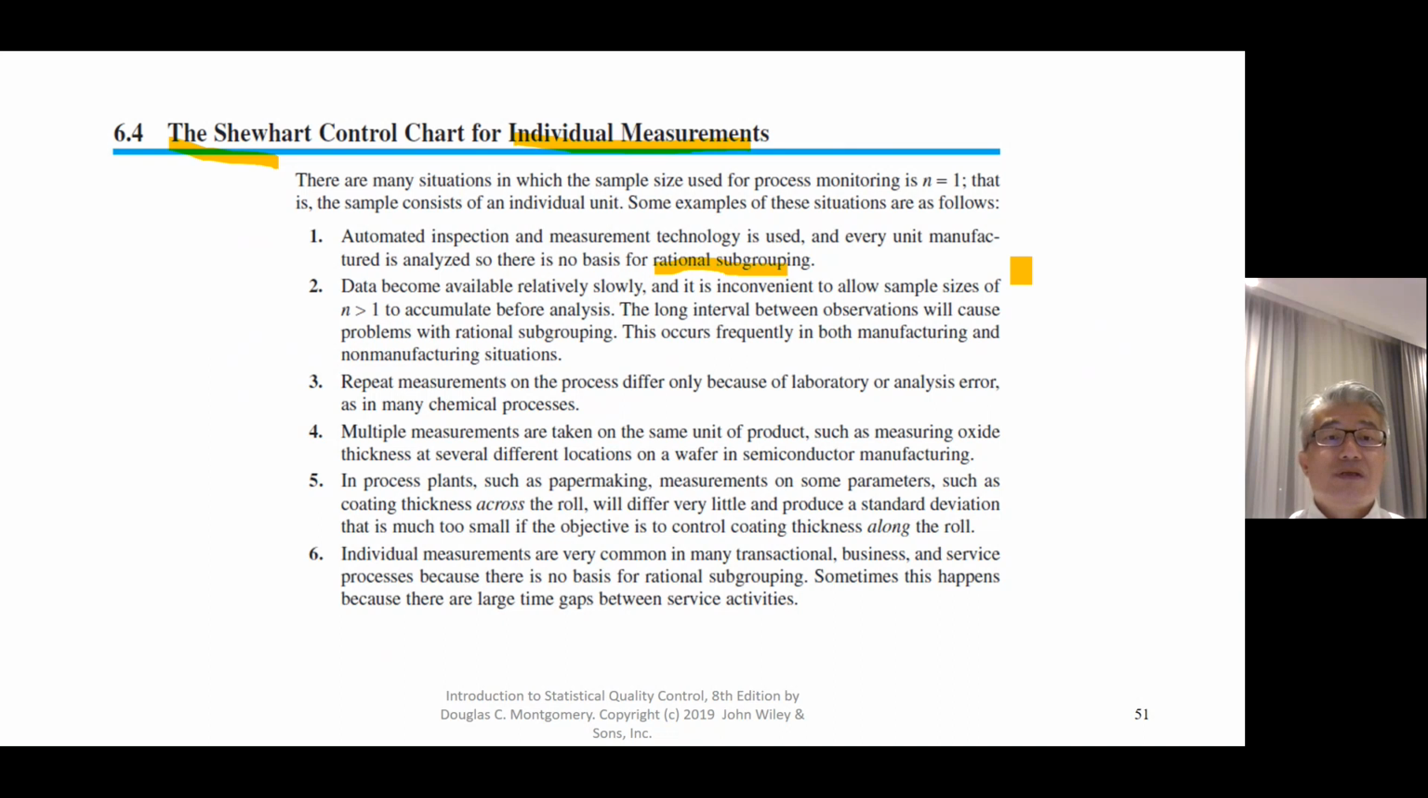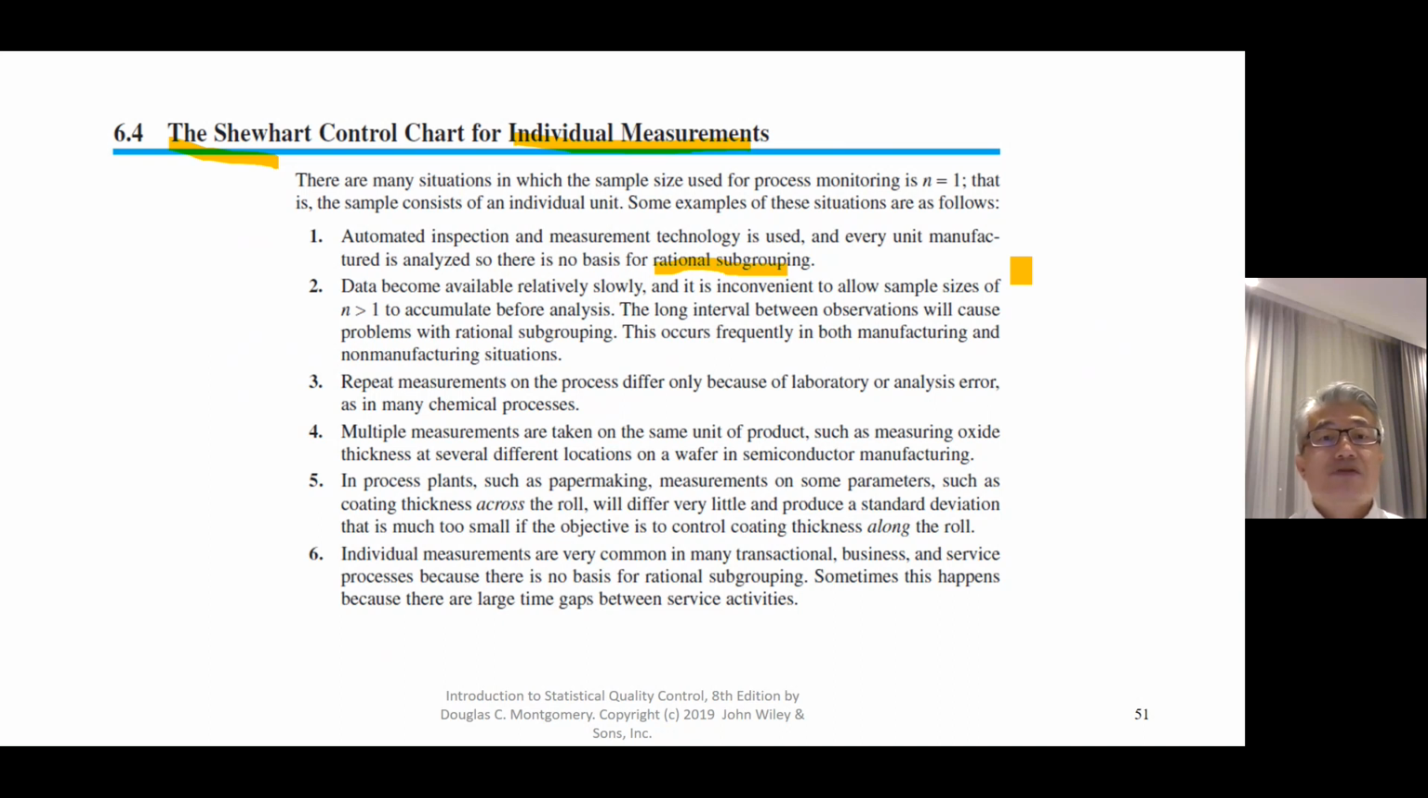Number 2, repeat measurements on the process differ only because of laboratory or analysis error, as in many chemical processes. So repeated measurements are statistics conducted on a similar subject, however not identical. Actually, the subjects differ one by one, and there exists some discrepancy in nature between the subjects.